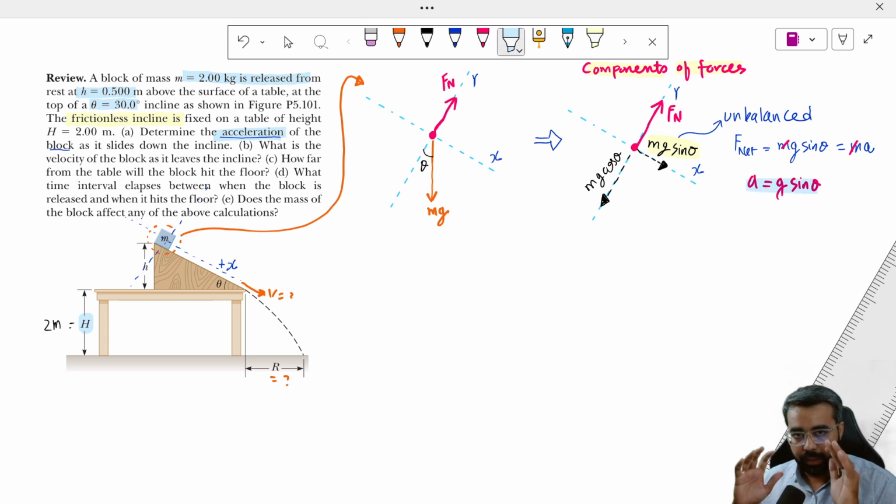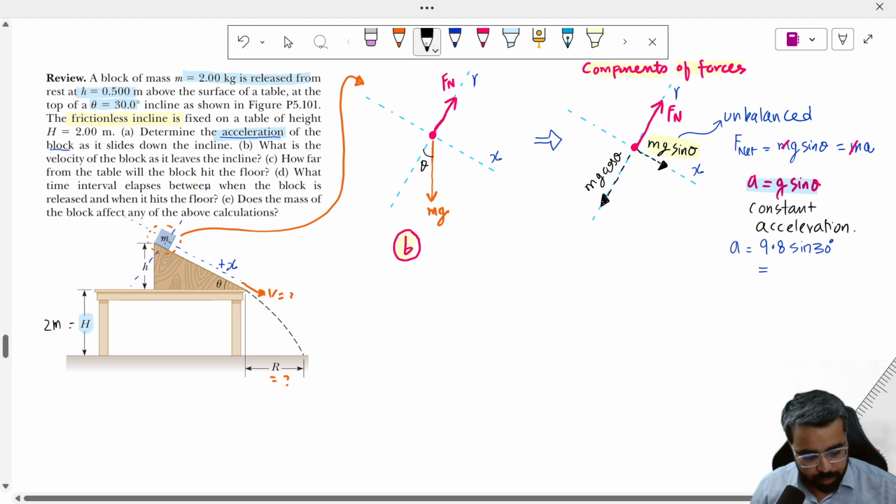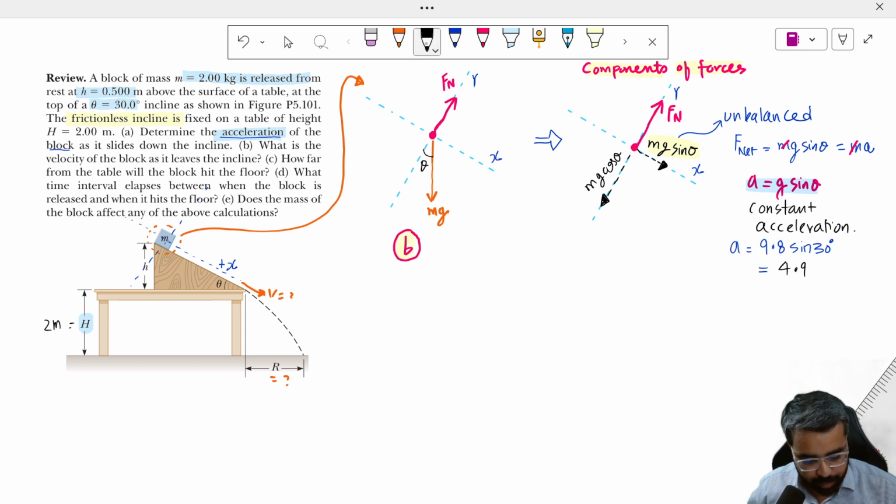It means that this acceleration is constant. First of all, at all the points on the incline, this acceleration is the same, so we can apply kinematics equations because this is a constant acceleration. So students, 4.9 meters per second squared is the acceleration of this block.